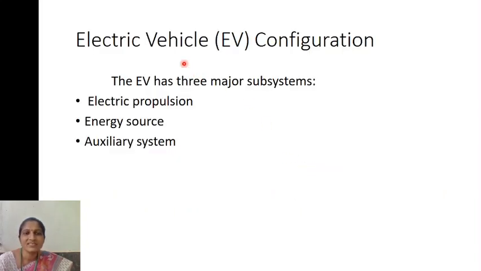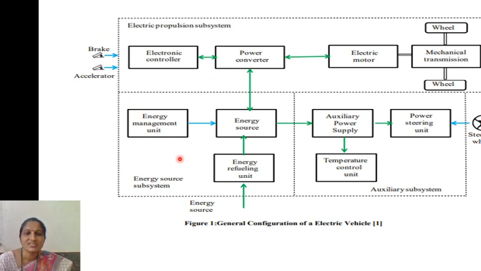And coming to the electric vehicle configuration, the electric vehicle has 3 major subsystems. The first one is electric propulsion, the second one is the energy source, and the third one is the auxiliary system. The first subsystem, the electric propulsion system, consists of the electronic controller, power converter, electric motor and the transmission. The second one is the energy source subsystem, which consists of the battery.